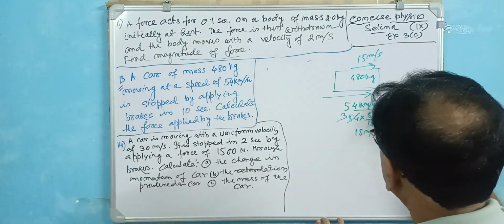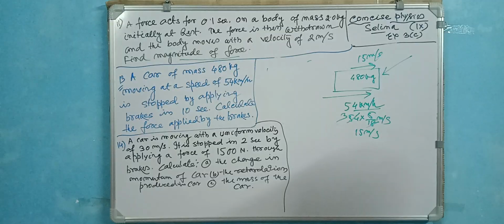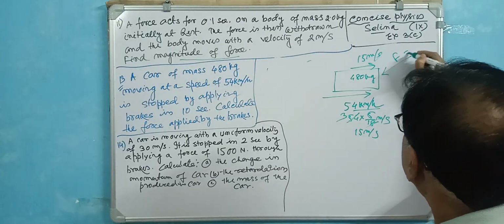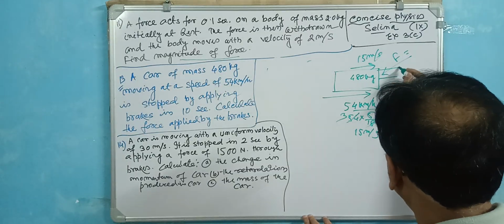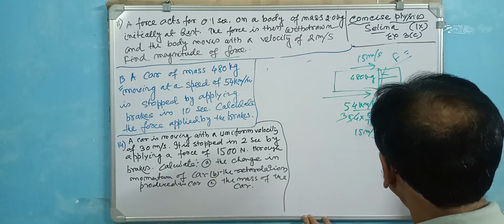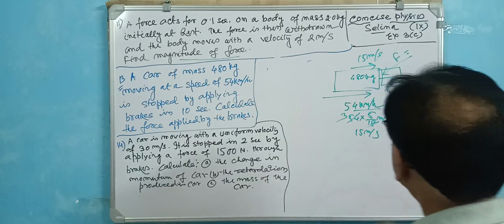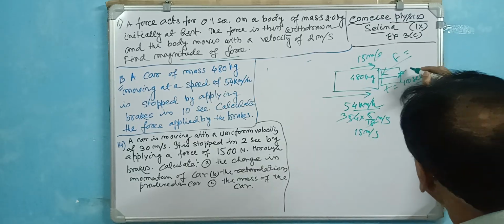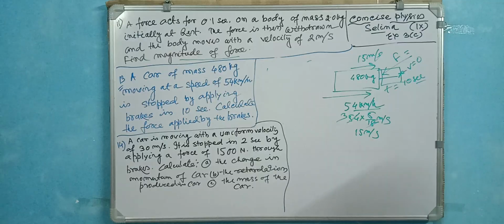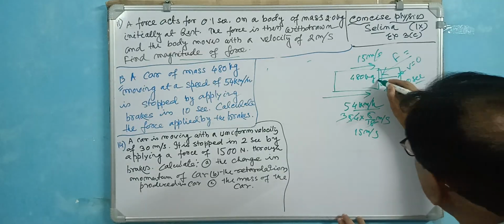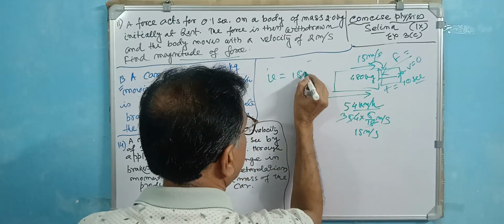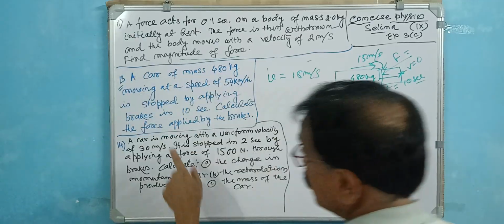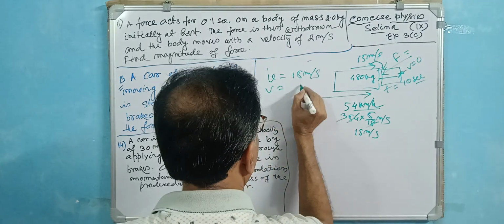It stops by applying the brakes. After the brake is applied, that means a force is applied, and it stops in 10 seconds. So t is 10 seconds. The force is applied and it stops here, that means v is equal to 0. u is equal to 15 meters per second. When you stop, v is equal to 0.